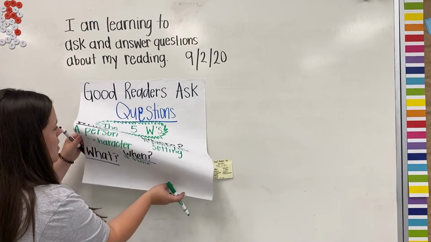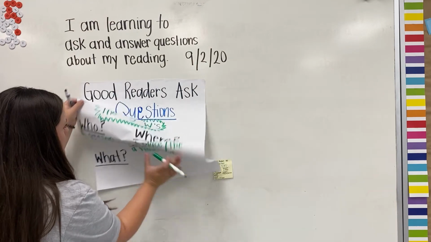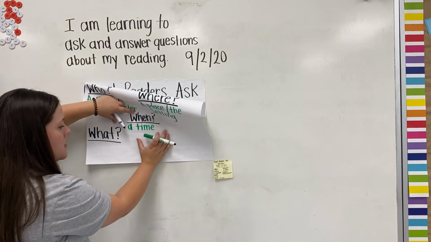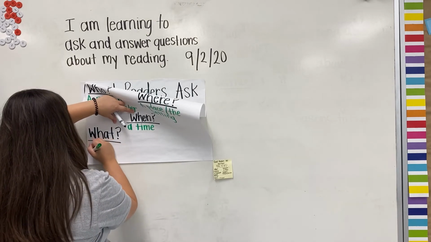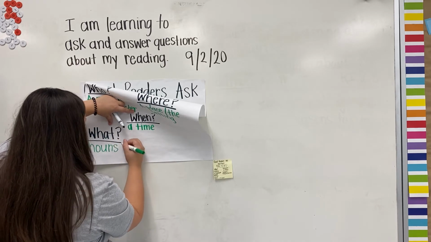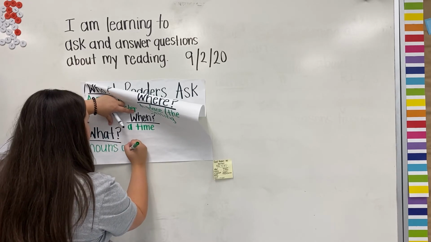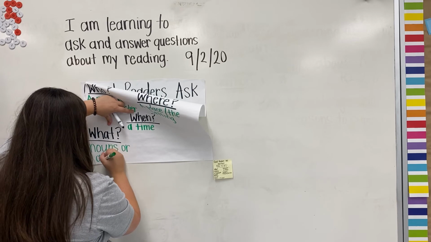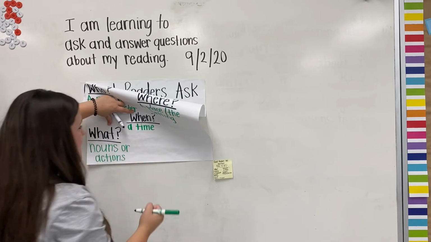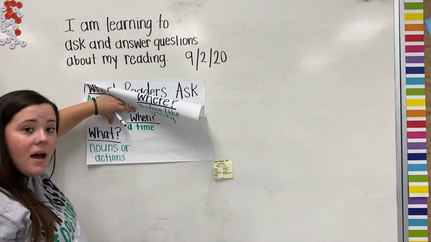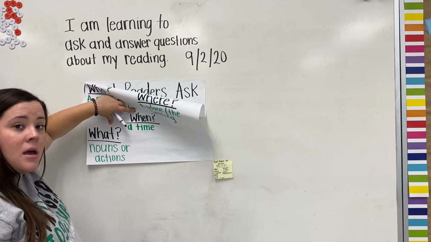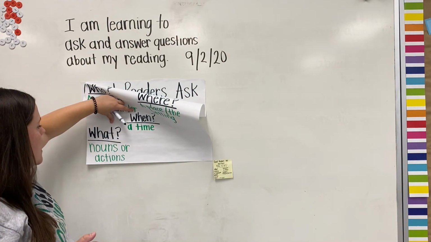I'm going to move my paper a little bit to write this one. So I want you to write nouns or actions. If you can't see my paper the best right now, I will scoot the camera up so you can see it really close when I'm finished writing. All right, so there's what.